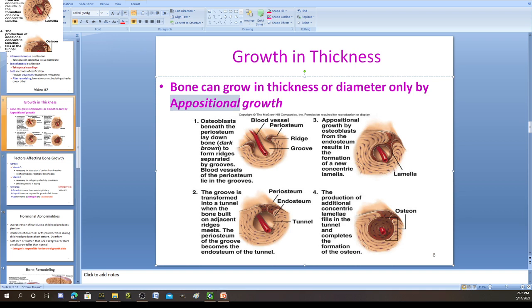We call this oppositional growth. And so this bone, you can see right here, it's getting thicker. And this thicker bone, let me see if I can get a different color of my pointer. This is getting thicker. All right, that's oppositional growth or growth in thickness. Cartilage grows our bones in length. Bone itself can only grow in thickness.